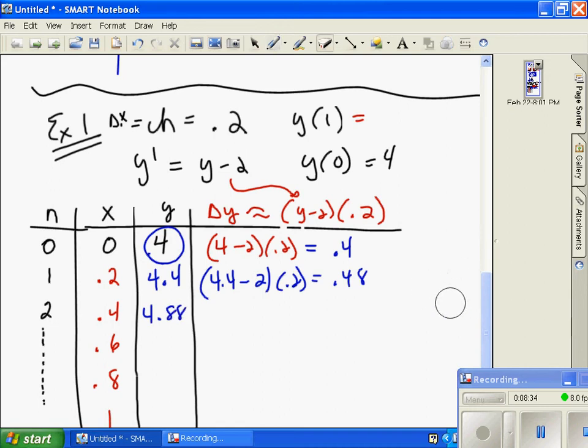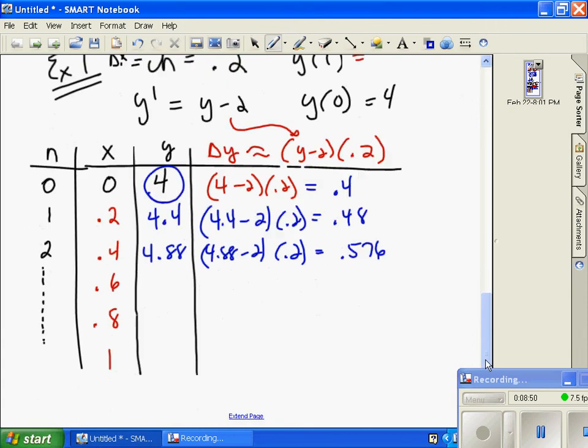And then you just keep doing this. So here I'm going to get 4.88 minus 2 times 0.2. I'm going to get 0.576. What am I going to add that to? 4.88 plus 0.576. So I get 5.456 right there. See how this can get a little tedious?